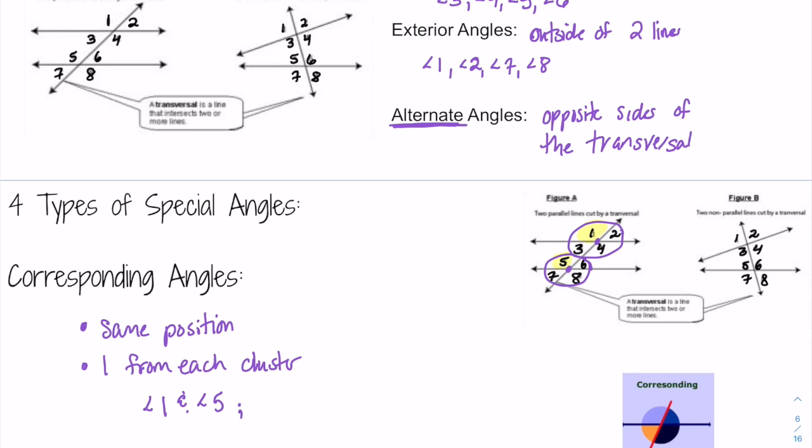In the same way that 2 and 6 would have to be corresponding angles because they're both in the top right of their cluster. We would also have angles 3 and 7 that are corresponding angles. They're bottom left. And our last pair of corresponding angles would be angle 4 and angle 8.